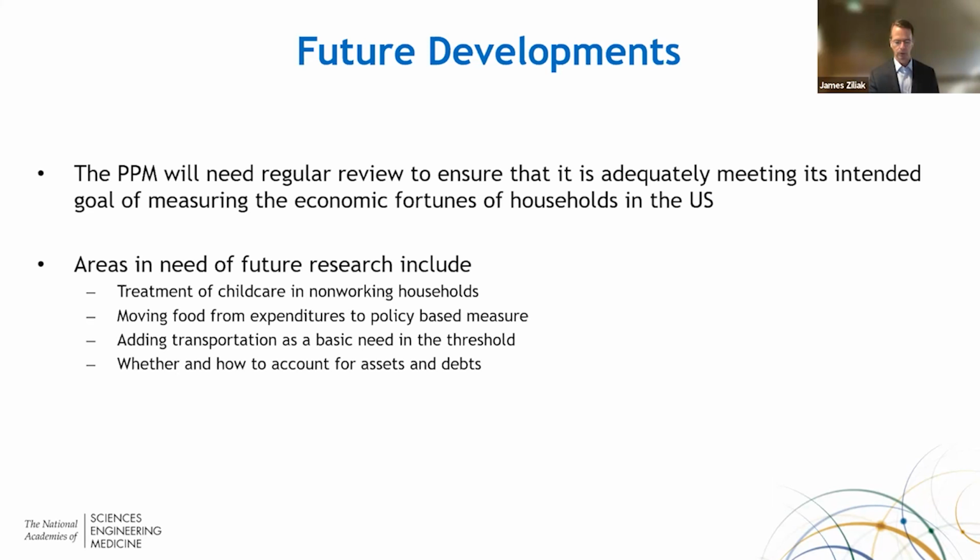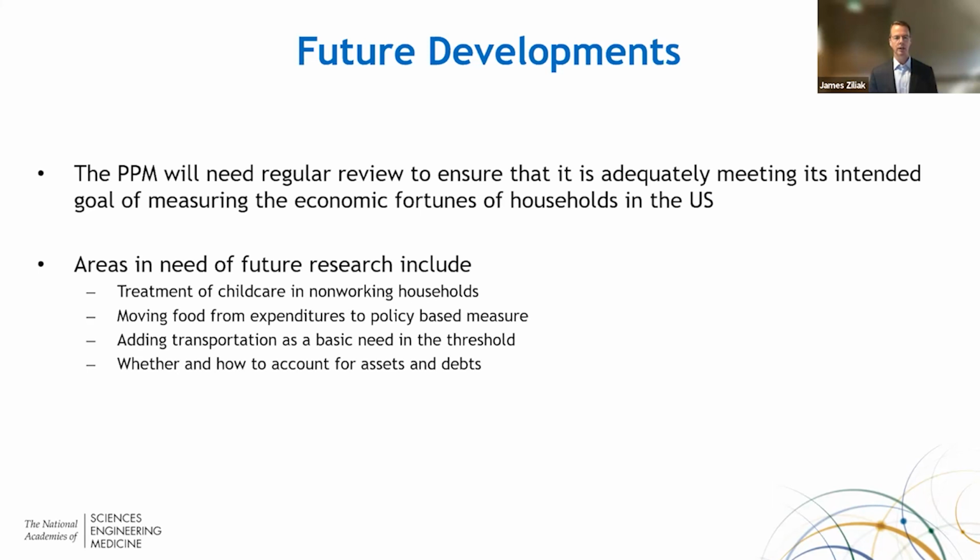Another category is treatment of transportation as a basic need. Currently, transportation shows up as a subtraction for work-related transportation costs in the resource side. And non-work-related transportation factors in that 20% little bit extra in the threshold side of the equation. Transportation turns out to be, for the typical household in America, the second largest expenditure after housing. And so the panel did feel as though there is a need for additional research on whether or not transportation should be incorporated as a basic need in the threshold with the corresponding adjustment in the resource side. But we didn't feel as though there was sufficient evidence base to make a recommendation today.